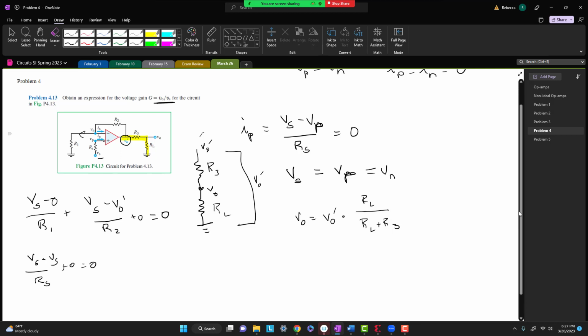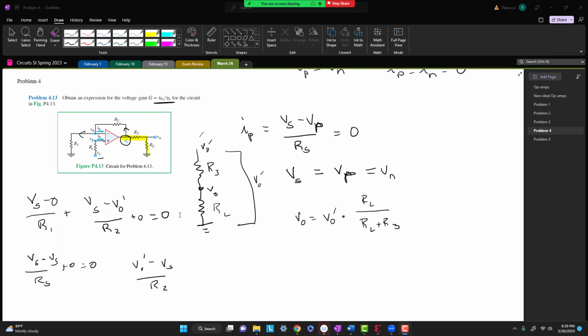So then I need to do this last node here, VO prime. So VO prime, going this direction, VO prime minus VS over R2. What did I do here? Hold on.